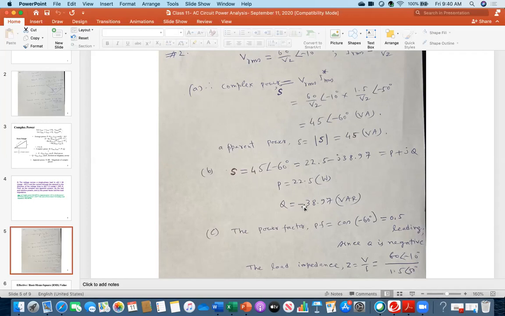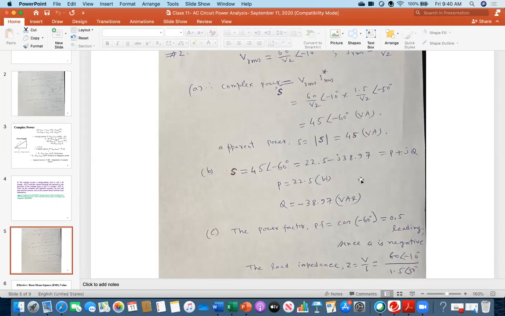Now, because there is a minus sign here, that minus sign indicates this is capacitive reactive power. If you get a plus sign here, that indicates inductive reactive power. Now I am coming to some significance of real power and reactive power. Keep in mind that real power is related to the resistance, and reactive power is related to the inductor and capacitor.